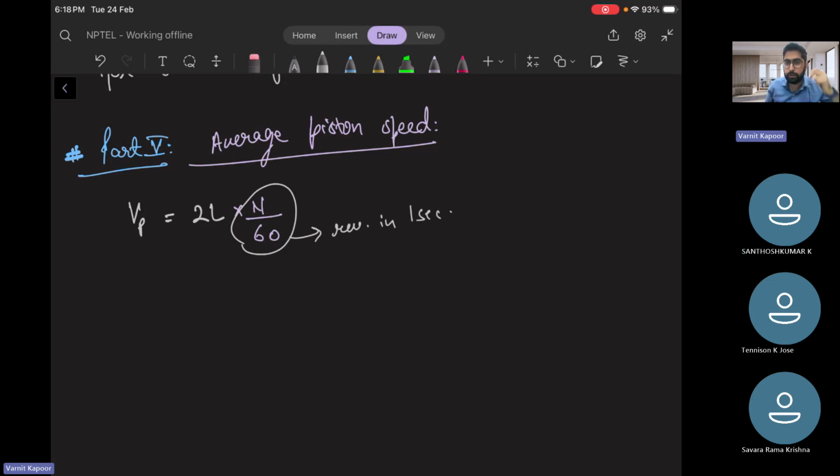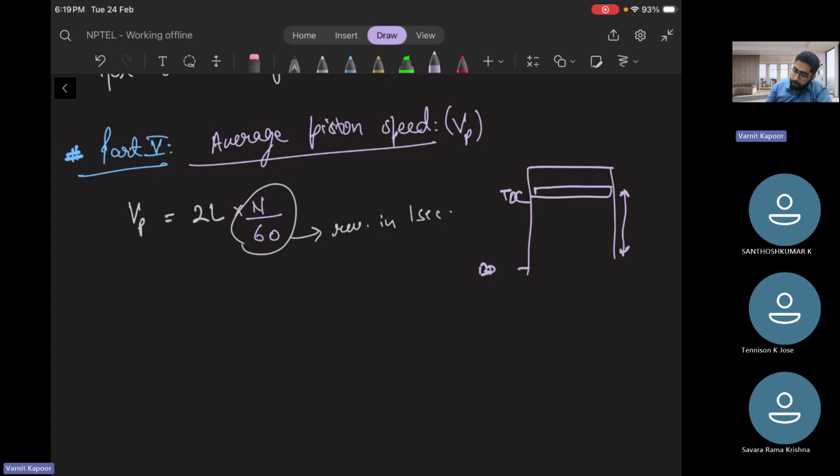Any doubt? Someone unmuted. Santosh. Sir, what does Vp stand for, piston volume? Vp is this average piston speed. I've written the symbol here. What is meant by 2L length? L stands for the length covered by the piston in a cylinder mechanism, from top dead center to bottom dead center. So this is your L.